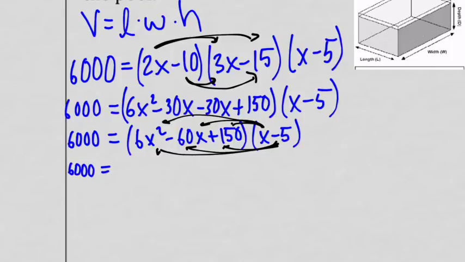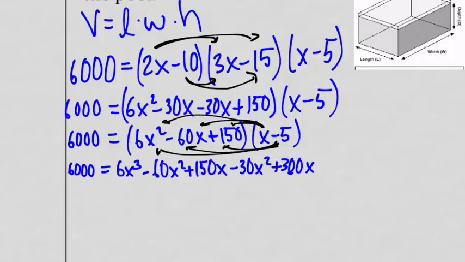6,000 on the left. X times 6x squared is 6x cubed. X times negative 60x is negative 60x squared. X times 150 is 150x. Do the same thing with the 5. Negative 5 times 6x squared is negative 30x squared. Negative 5 times negative 60 is positive 300x. And the last one is negative 5 times positive 150, which is negative 750.